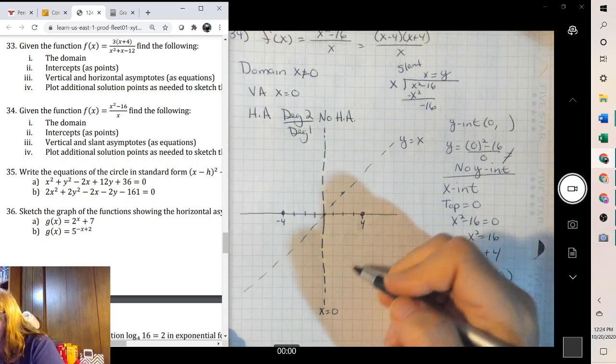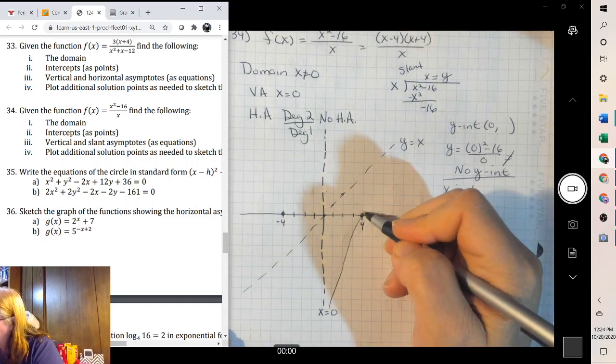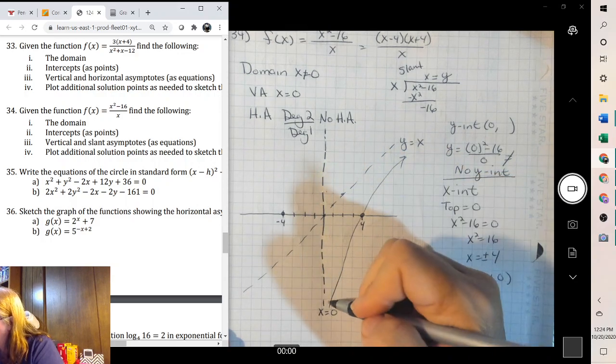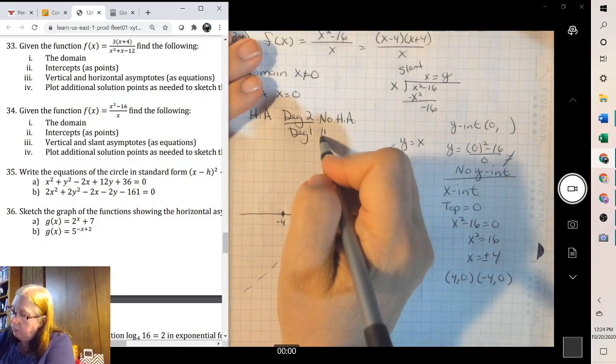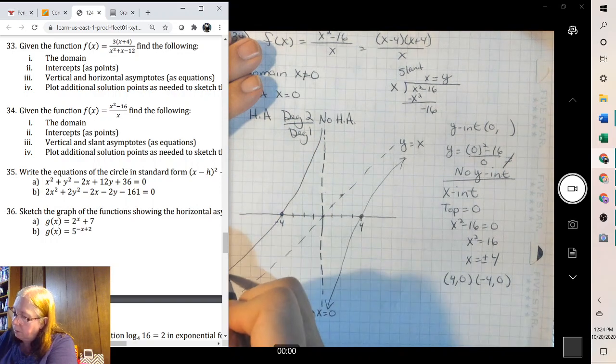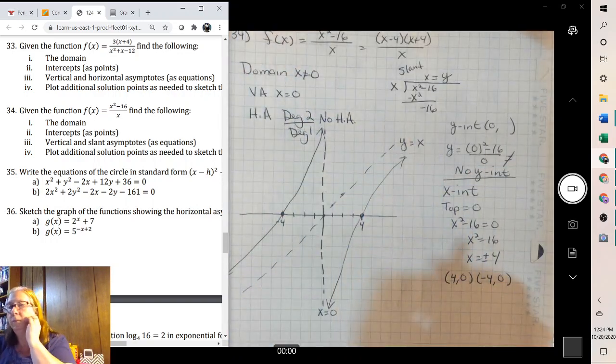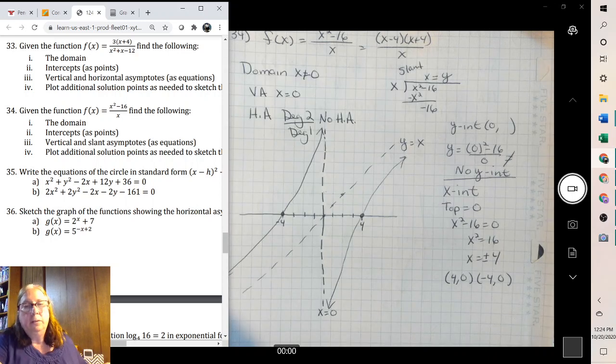So we know our graph goes this way and that way. That's all that's to those.